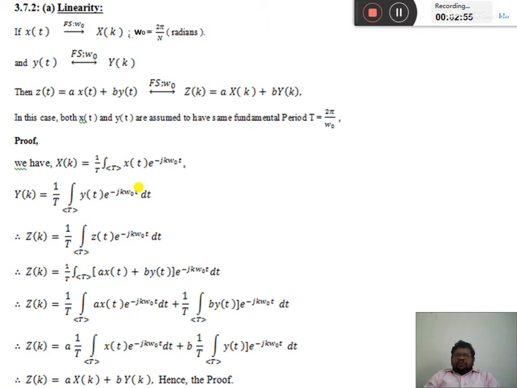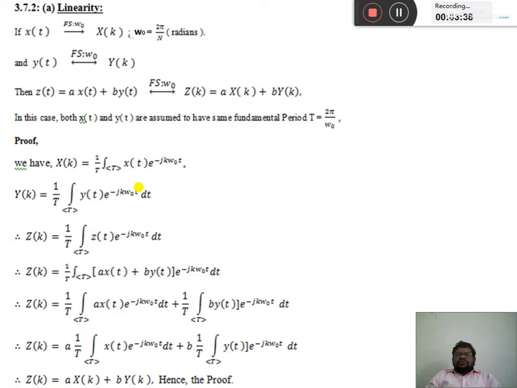First, we go to the linearity property. If x of t can be represented as X of k, then y of t can be represented as Y of k. Then z of t, a times x of t plus b times y of t, can be converted into a times X of k plus b times Y of k, where x of t is in time domain and X of k is in frequency domain. A and b are constants. If we satisfy this condition, we say that the linearity property has been satisfied. In both cases, since this is a periodic signal, the period T is equal to 2 pi by omega naught.